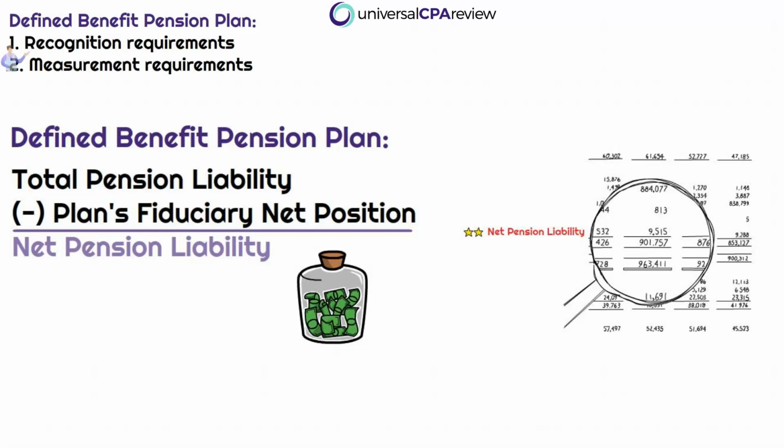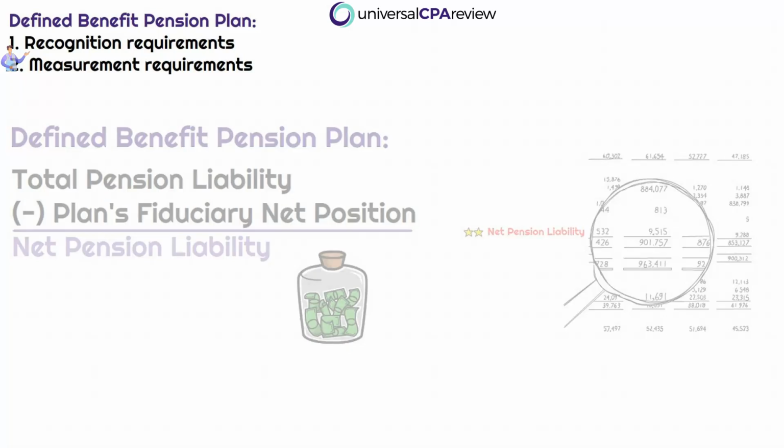So if we're thinking about the recognition requirement, we now understand that governments have to report a net pension liability in their financial statements. And this is simply the difference between what they owe in future pensions, aka the total pension liability, and the amount that they have set aside to pay these pensions, aka the pension plan's fiduciary net position. So this is how Franklinville needs to recognize the net pension liability in its financial statements.